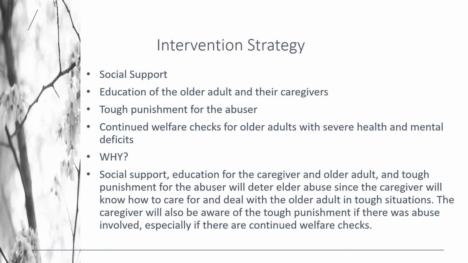So my intervention strategy includes social support, education for the caregiver and the older adult, and tough punishment for the abuser, which will deter elder abuse, since the caregiver will know how to care for and deal with the older adult in tough situations. The caregiver will also be aware of the tough punishment if there was abuse involved, especially since there will be continued welfare checks.